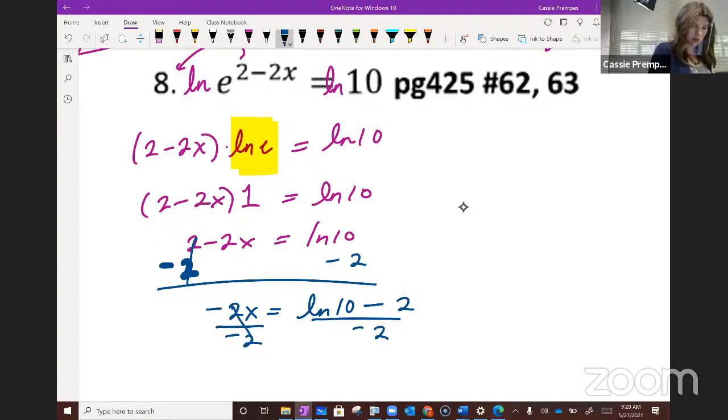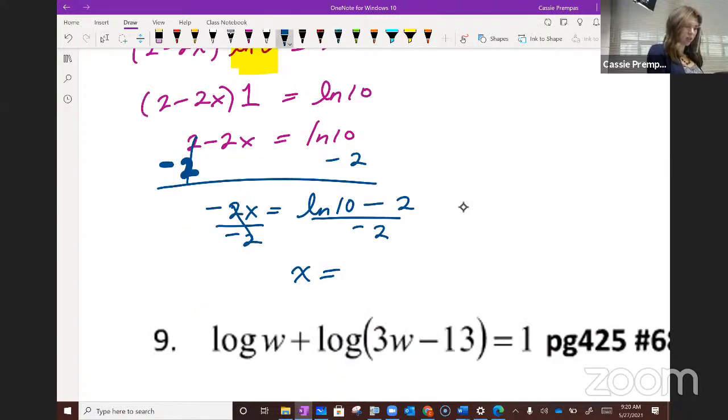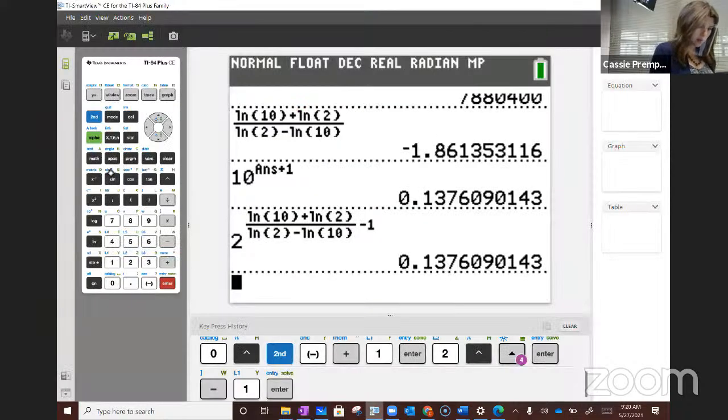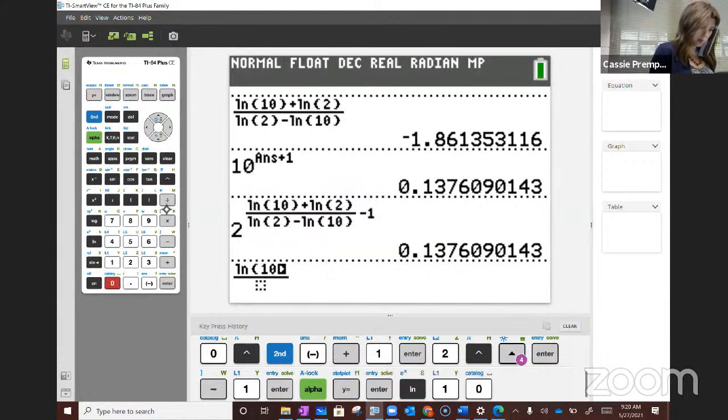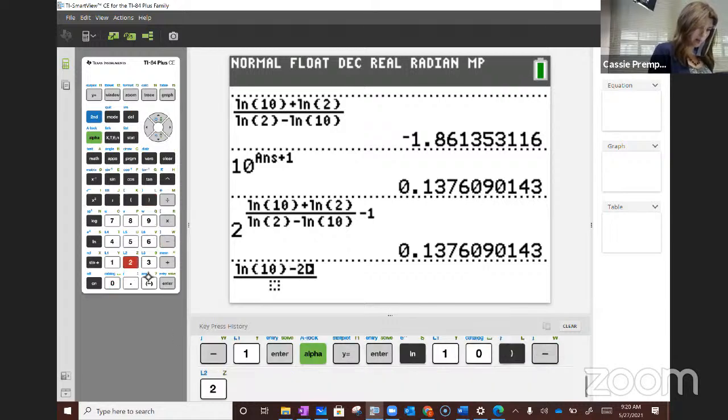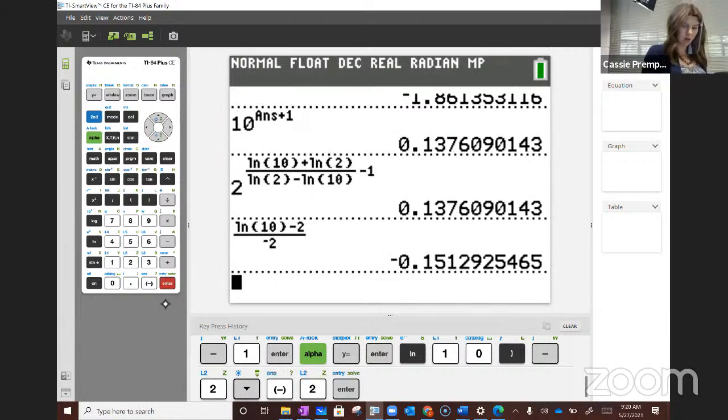And now in my calculator, I'm going to type this in. Do not combine the 10 minus 2. Natural log of 10 is considered one decimal value. I don't want to call that natural log of 8, or I've changed the value that it will be. So I'm going to go ahead and type in alpha y equals, what is natural log of 10, close that parentheses, minus 2, divided by negative 2. And my answer is negative 0.1513.